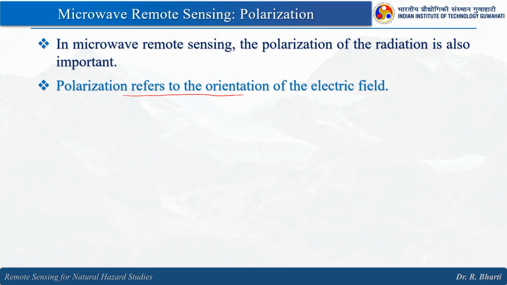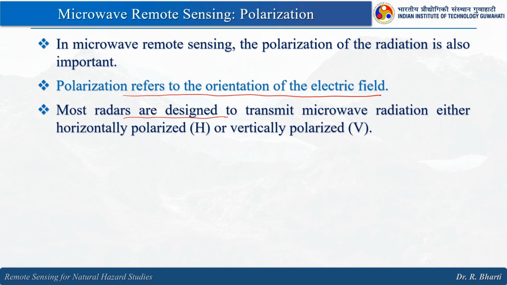Those were the basics of polarization, so that you will understand how a wave is behaving and how we use a filter, or polarizer, to polarize the light, or to use a specific field of the light. Polarization refers to the orientation of the electric field. Most radars are designed to transmit microwave radiation either horizontally polarized or vertically polarized.